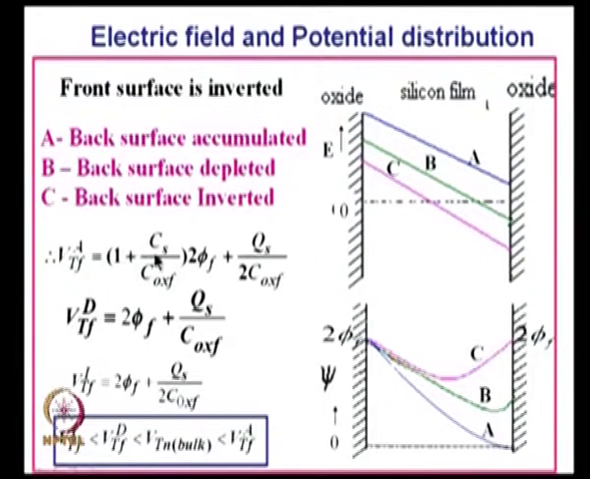So, if the back channel is accumulated, you can see the threshold voltage is highest. In the case of the bulk MOSFET, if you recall, the threshold voltage is twice phi f plus Q depletion by C oxide. So, you can see this twice phi f gets multiplied by a big factor here. So, the threshold voltage in the accumulation condition will be much more than even the bulk MOSFET. That will not work out for you if you are looking for reducing the threshold voltage. This one looks almost like a bulk MOSFET, twice phi f plus Qd by C oxide. But in the case of the bulk MOSFET, what is the Qd?